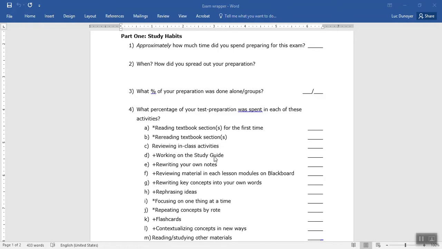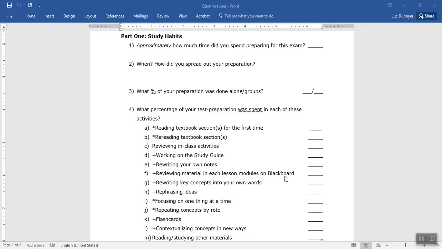Working on the study guide is really helpful. The study guides are prompts. They force you to engage with the material and think about it. Writing your own notes is essential as well, because it asks you to have that additional layer of understanding. You don't rely on what I give you; now you rely on what you understood of it, and you need to make sense of it.